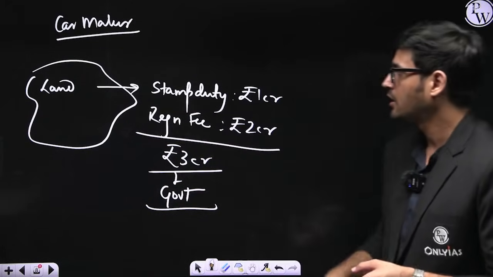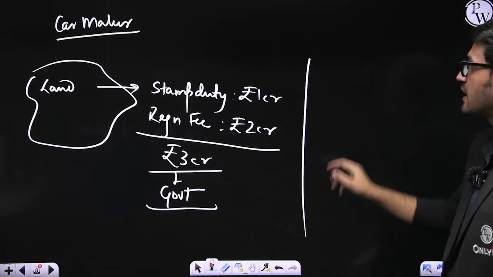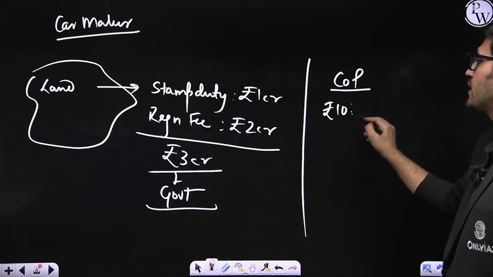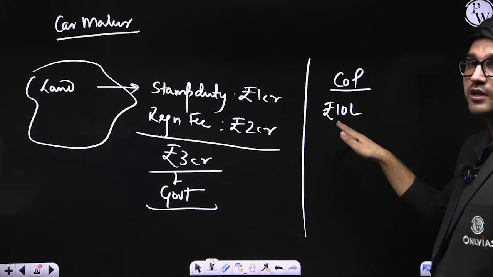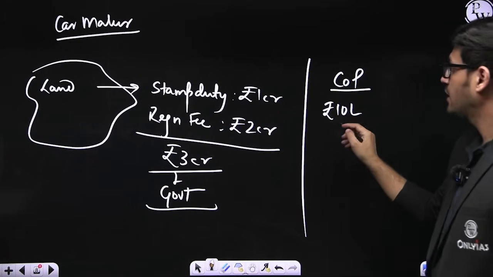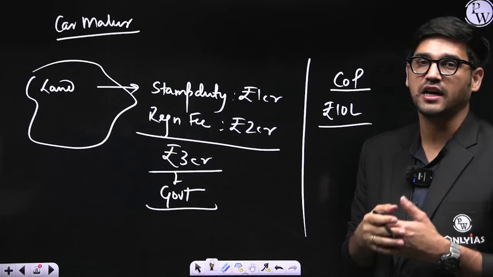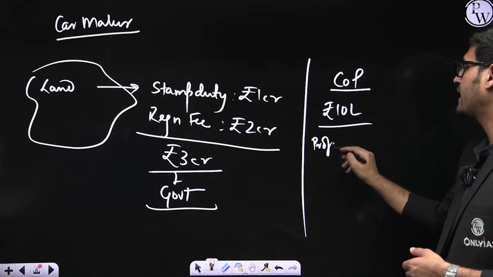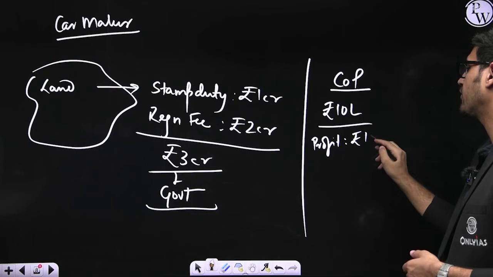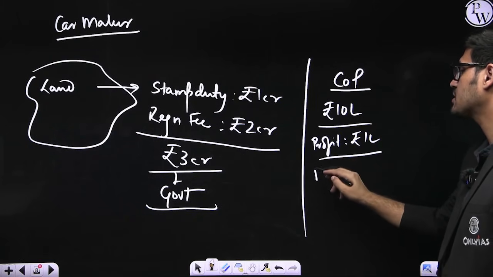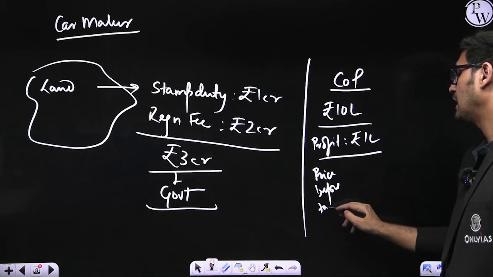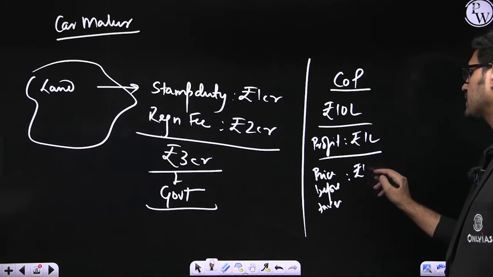It's a one-time payment. Now, when this car is produced, let's say that the total cost of production of the car is 10 lakh rupees. The producer at his factory gate is able to produce this car for 10 lakh rupees. Over and above this, he is going to add his profit margin. Let's say he wants a profit of 1 lakh rupees. That means he wants to sell this car at 11 lakh rupees.